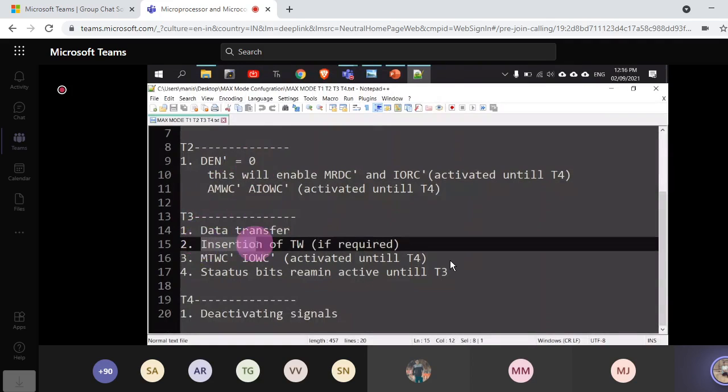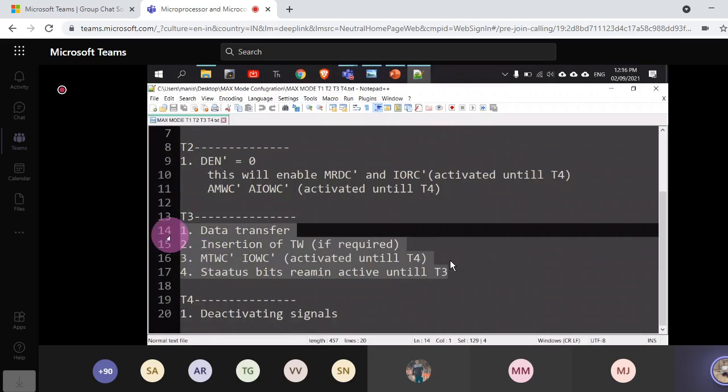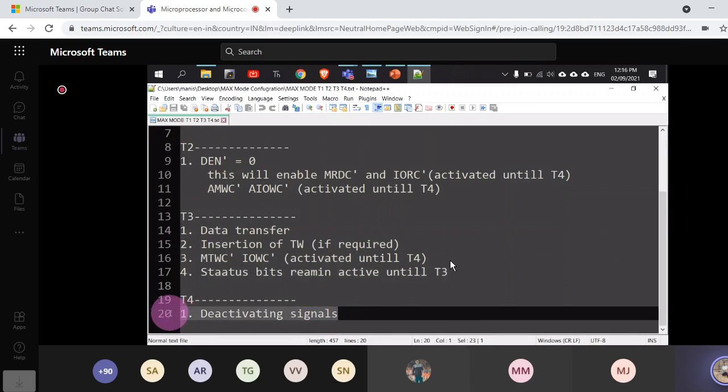So additional wait states will be inserted in this stage, and then the memory write and memory read signals will be activated until T4, and the status bits remain active until T3. So T3 is typically a data transfer stage, and T4 is the stage of deactivation of the signals, right?